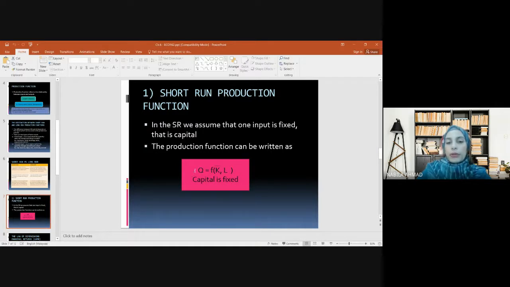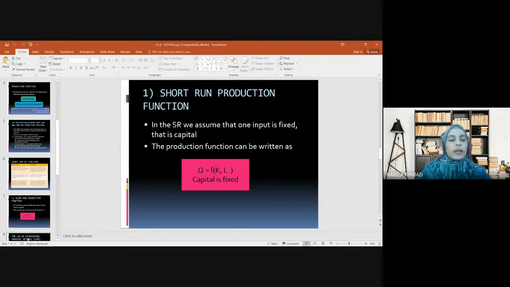So kita nak produce output, kita hanya boleh increase labor. Kenapa? Sebab capital in the short run adalah fixed. Kita tak boleh ubah capital in the short run. So K with a hat tak boleh ubah, dia fixed. So in the short run, kalau kita nak tambah output kita kena tambah labor sahaja.